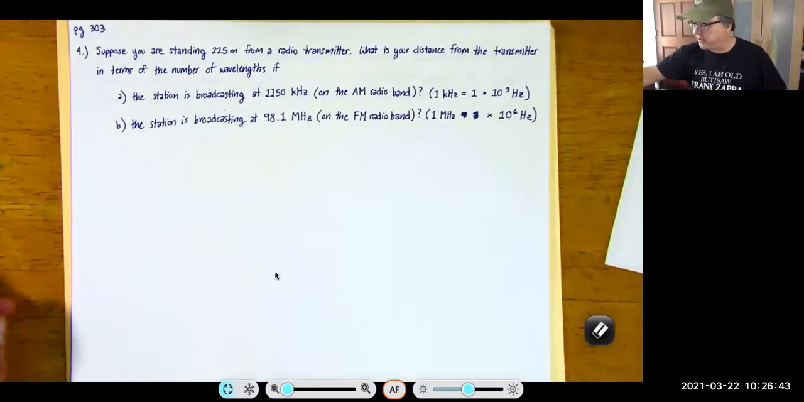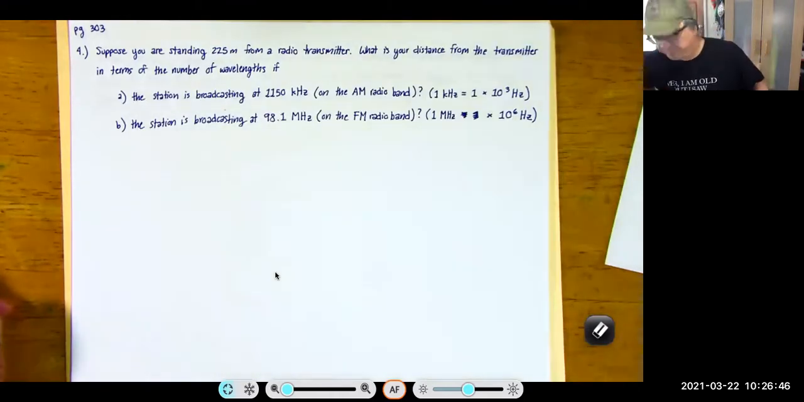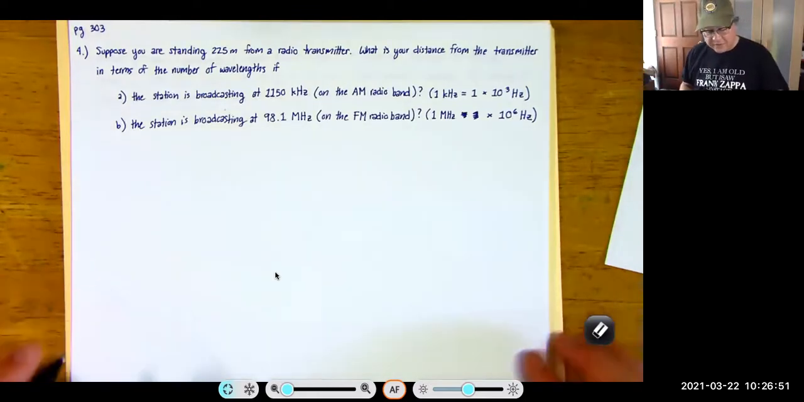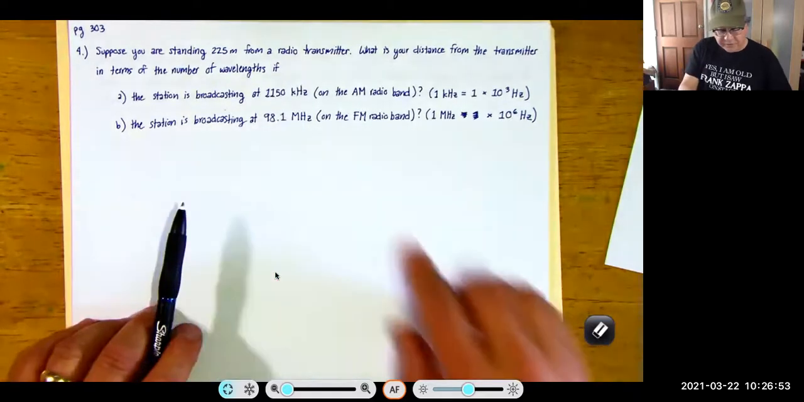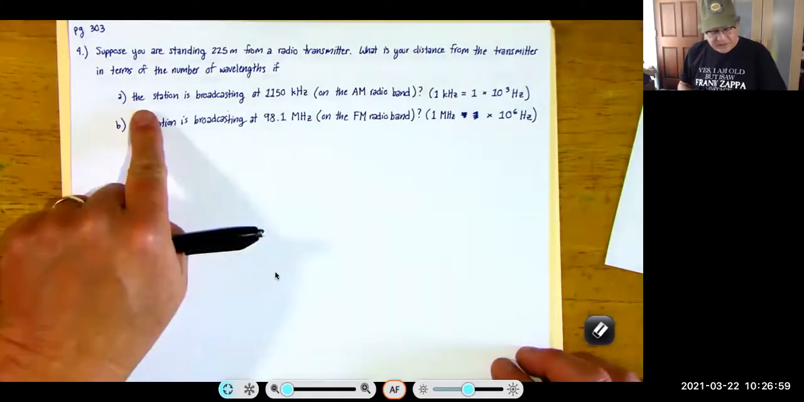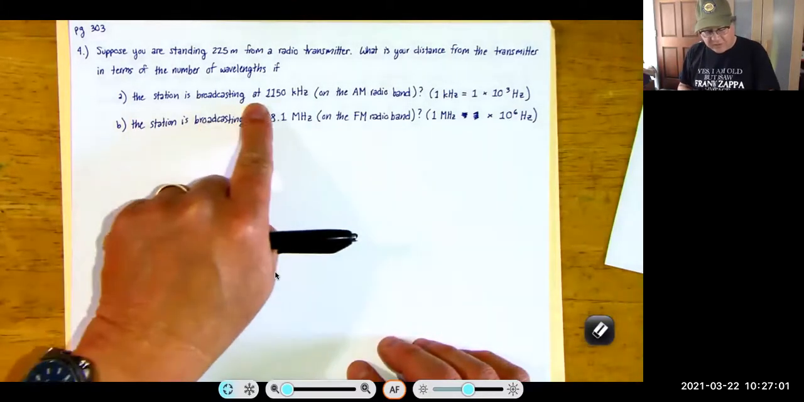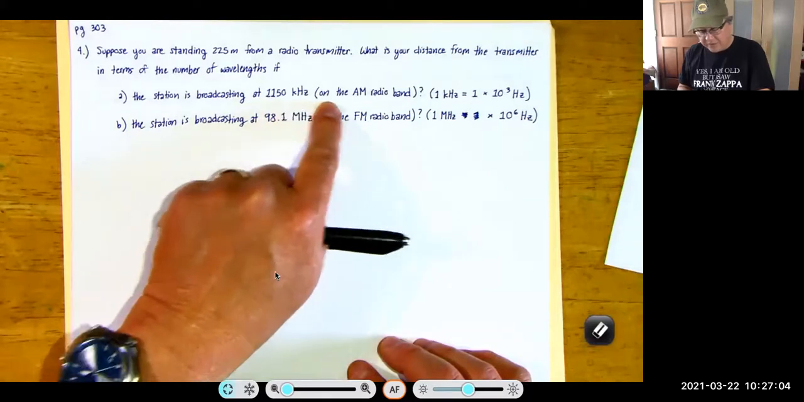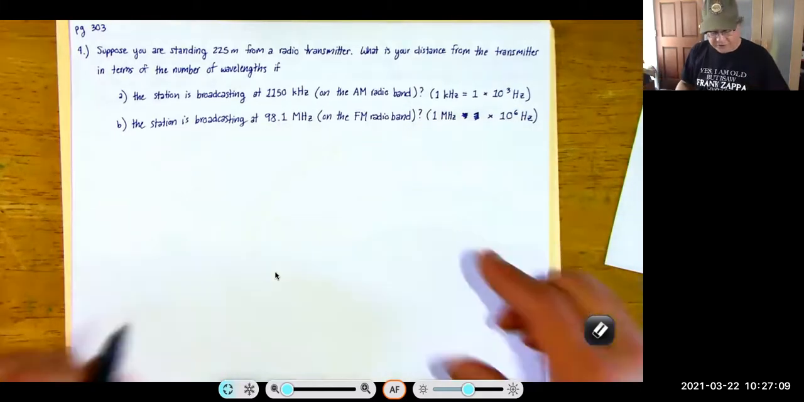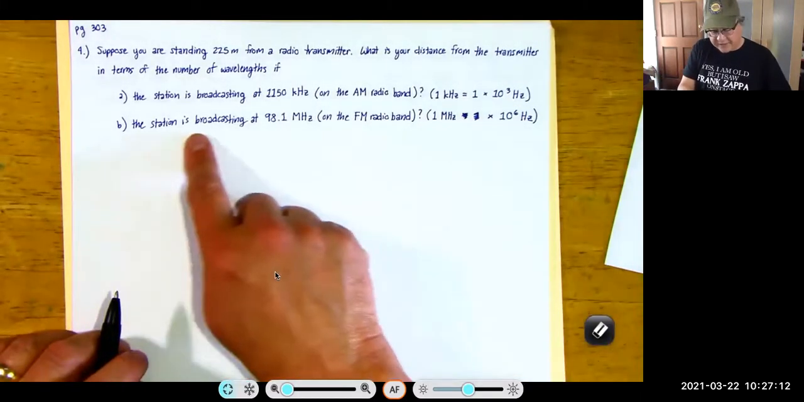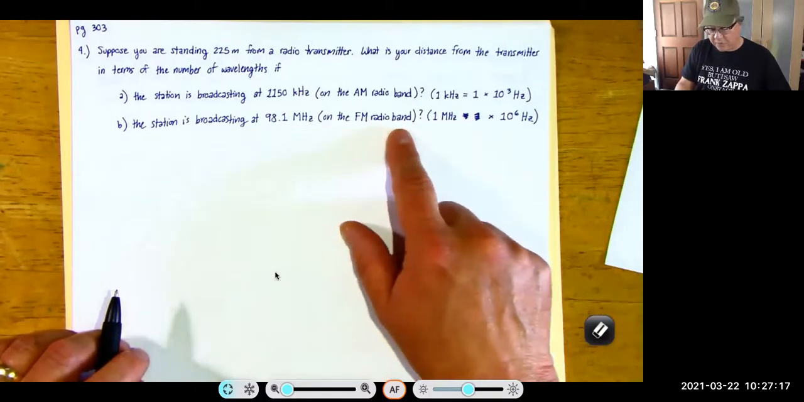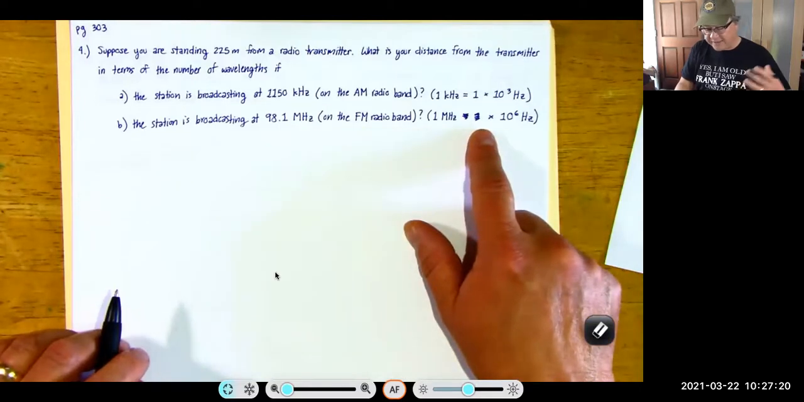Let's take a look at our next question here. Suppose you are standing 225 meters from a radio transmitter. What is your distance from the transmitter in terms of wavelength if the station is broadcasting 1150 kilohertz on the AM radio station, and 1 kilohertz is 1 times 10 to the third hertz, or if the station is broadcasting at 98.1 megahertz on the FM radio station, where 1 megahertz is equal to 1 times 10 to the 6 hertz.